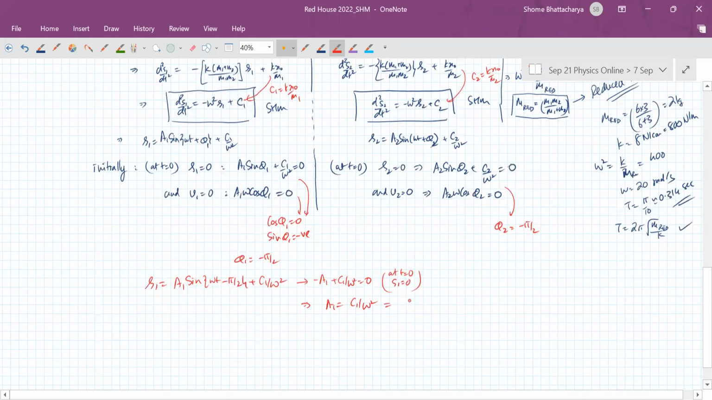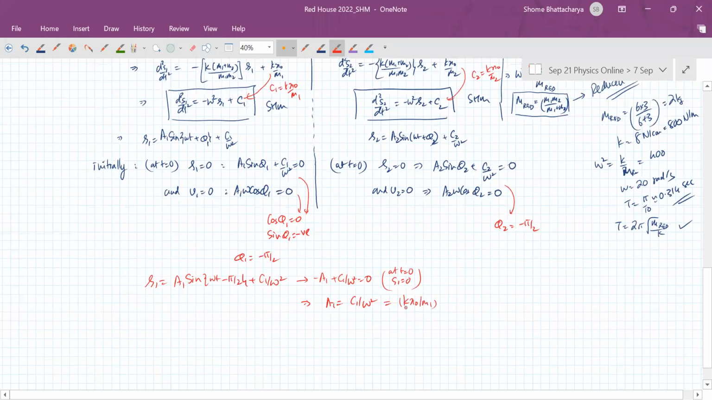Kx0 was the force F. So F by M1 would have given us how much? The force we had applied was 24 newtons and M1 was 6 kg. And omega square we just saw is 400. So 1 by 100 meter. So A1 is coming out to be 1 centimeter. I'll tell you a shortcut trick also later to calculate A1 and A2.